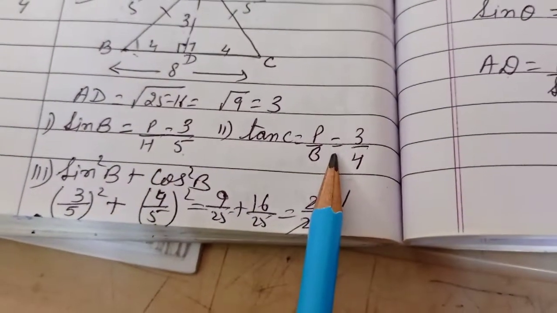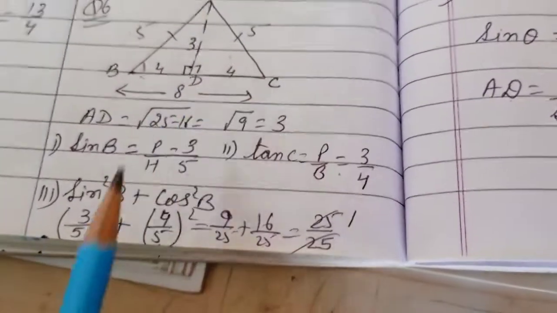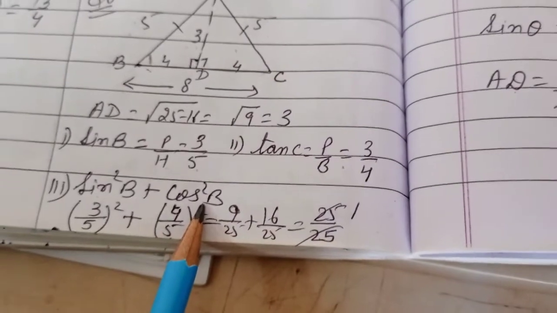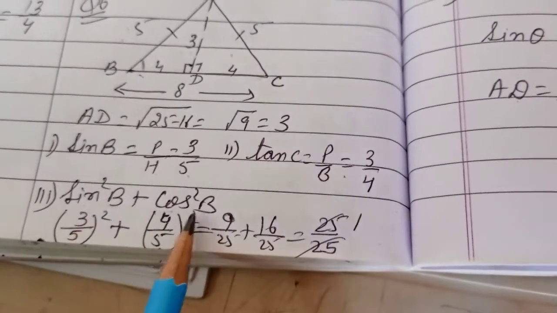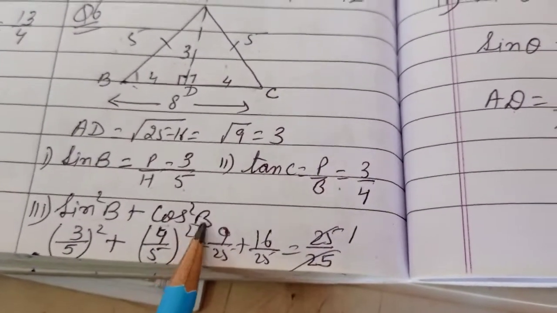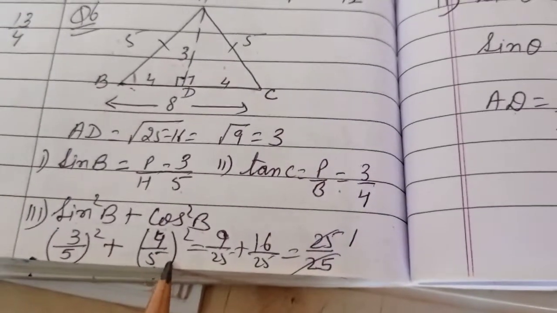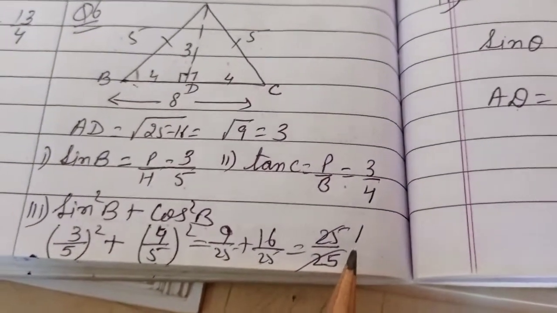Same way you can find out tan C using this triangle. Then sin square B plus cos square B, that I told you, sin square theta plus cos square theta is equal to 1. But you have to put the values, solve, and the answer will be 1.